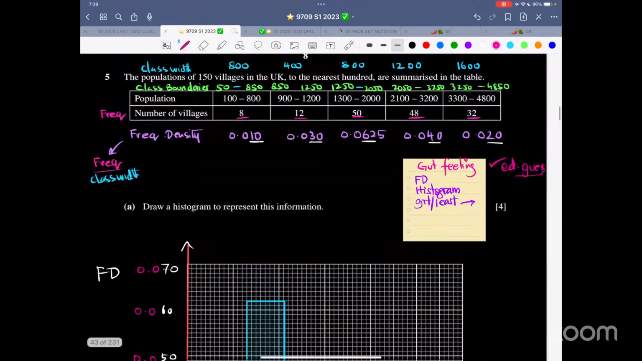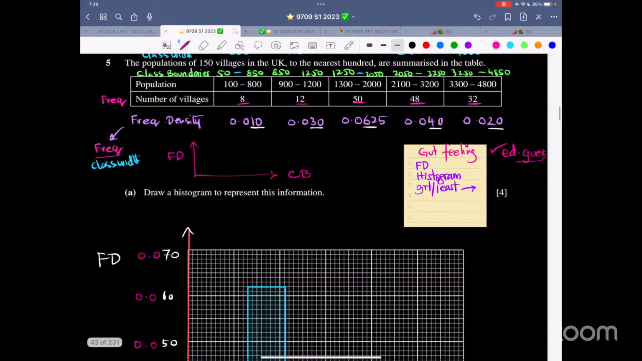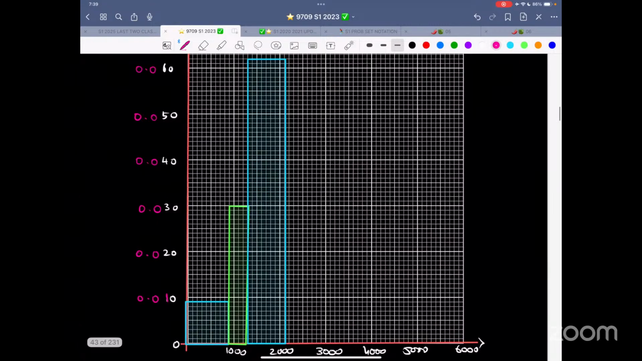So now frequency density goes on the vertical axis, and class boundaries are on the horizontal axis. That is how the plotting is done. So that is basic stuff.